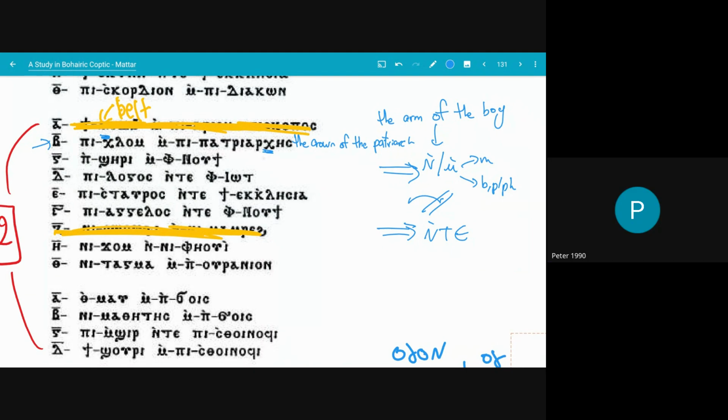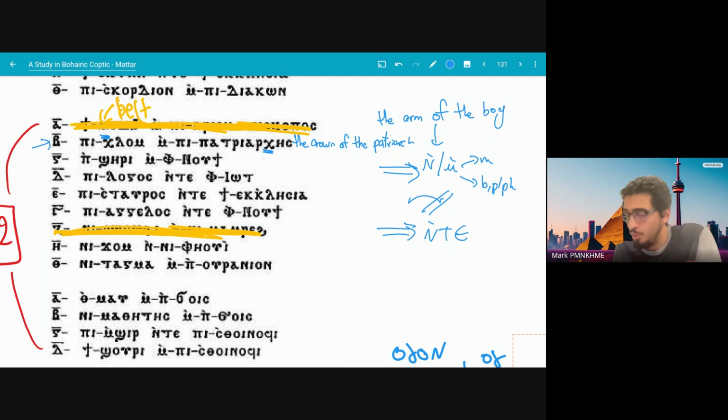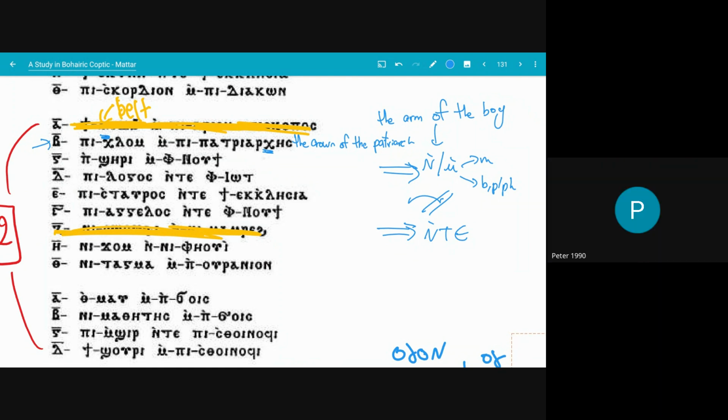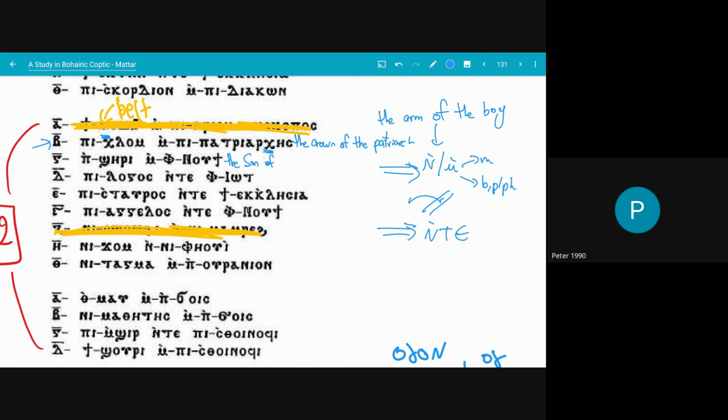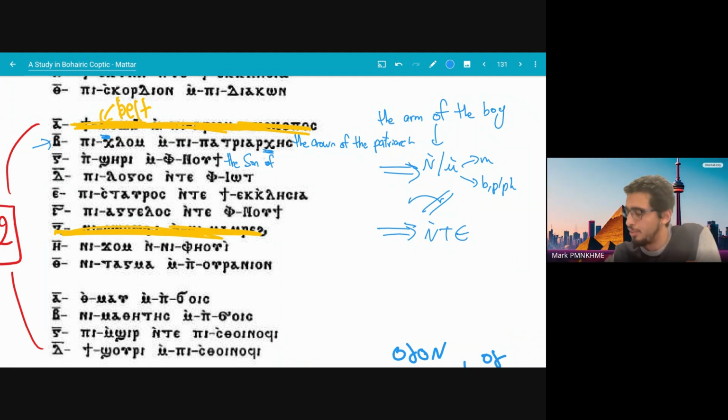Nuti. So the son of the father, the son of God. Give me a more literal translation. What's ⲫ?